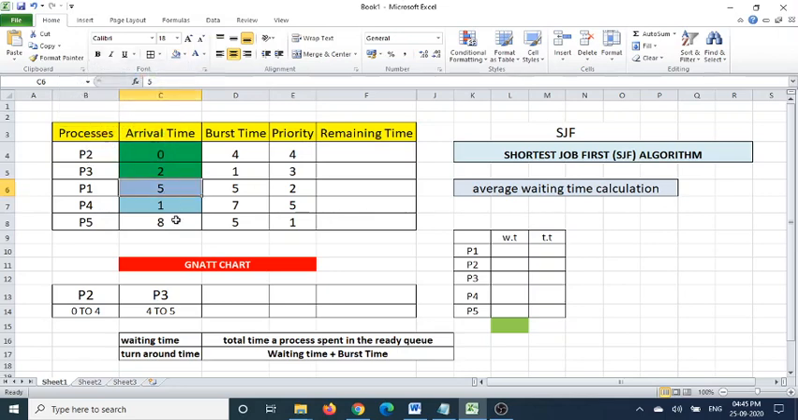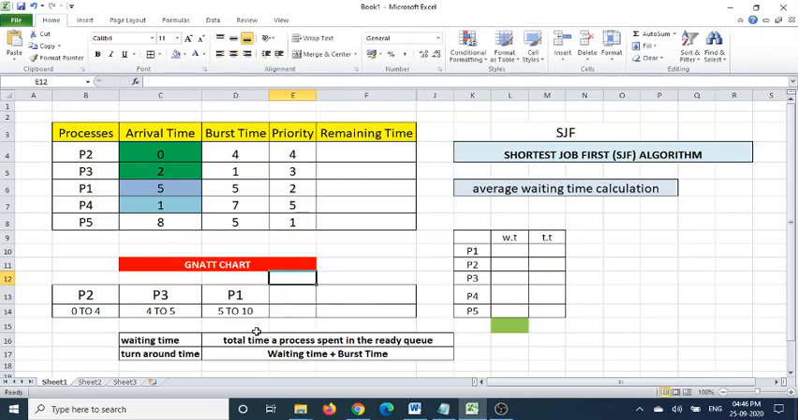It also comes into the fray, but 8 didn't come. So P1's burst time is 5, P4's burst time is 7. So which one I should select? I should select P1. P1 is selected because its burst time is lesser than P4's burst time. So how long it will run? 5 to 10 time units it will run.